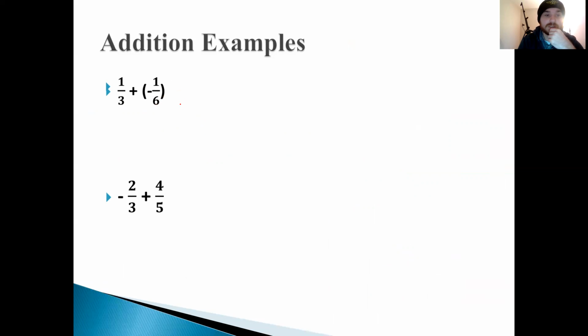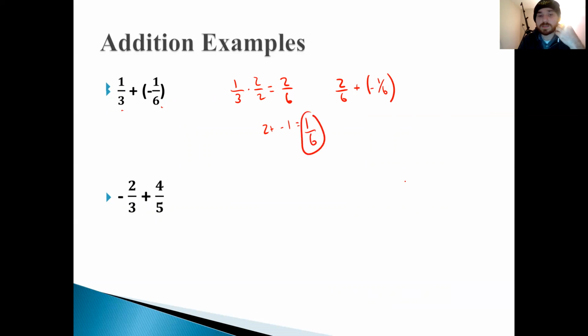We have 1/3 plus negative 1/6 and negative 2/3 plus 4/5. So again, step one is to write our mixed numbers as improper fractions. We don't have any mixed numbers, so we don't have to do that here. We do need to convert to our lowest common denominator. So we have 3 and 6 again. The lowest common denominator is 6. So we'll have to take our 1/3 and multiply it by 2 over 2, so we can get it into 6. So now we can rewrite our problem as 2/6 plus negative 1/6. We add our numerators together, so 2 plus negative 1 equals 1. And then we write it over our denominator, which is 6. So we should get 1/6 for that first one.